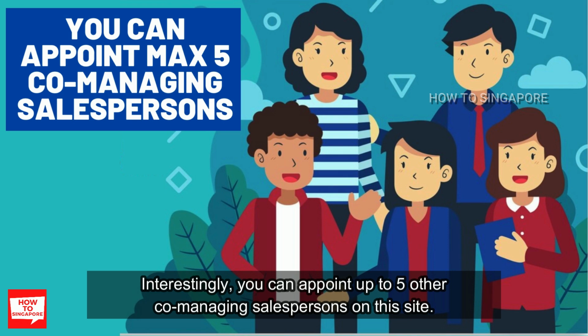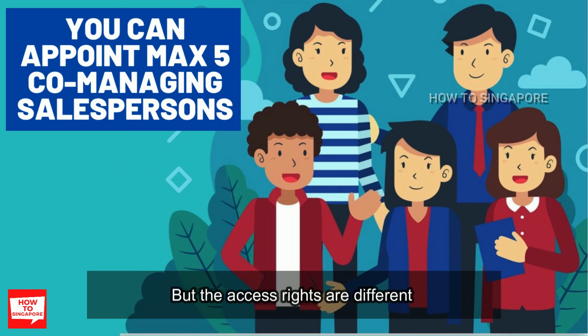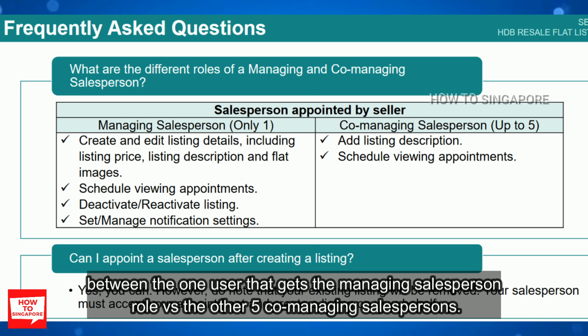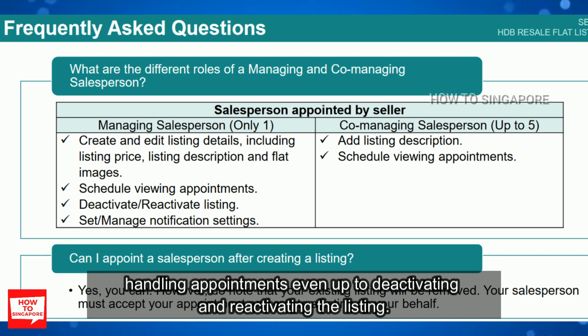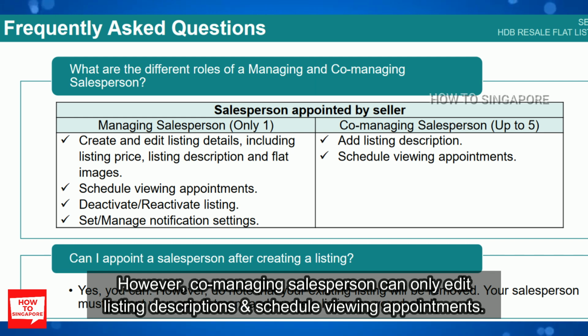Interestingly, you can appoint up to 5 other co-managing salespersons on this site, but the access rights are different between the one user that gets the managing salesperson role versus the other 5 co-managing salespersons. Basically, the managing salesperson can do almost end-to-end from creating and editing the listing, handling appointments, even up to deactivating and reactivating the listing. However, co-managing salespersons can only edit listing descriptions and schedule viewing appointments.